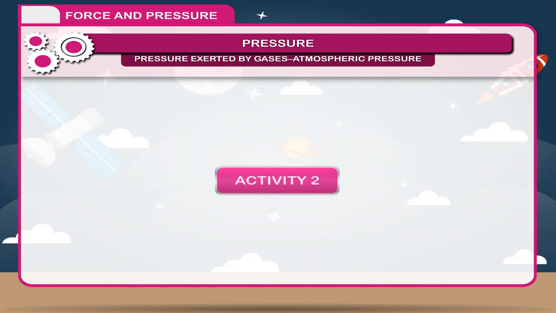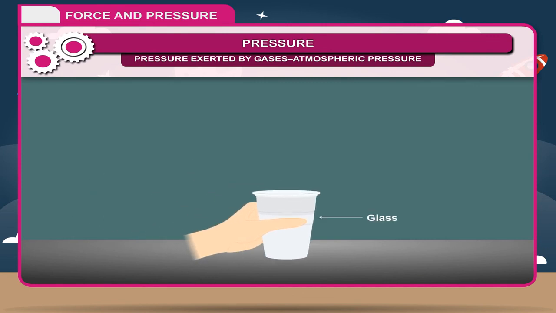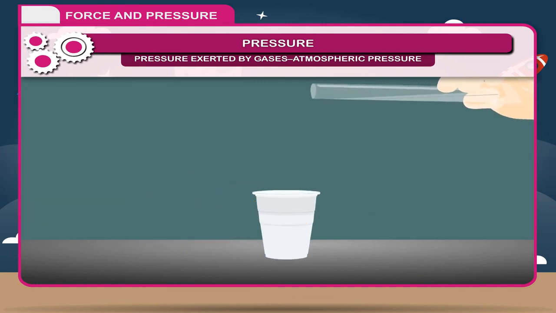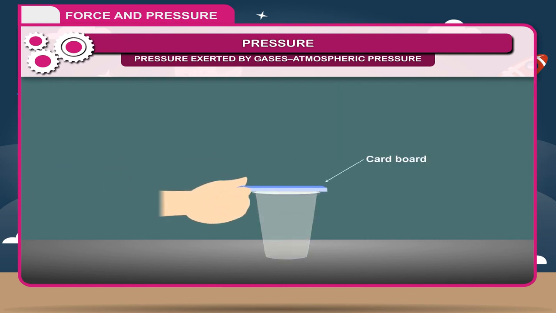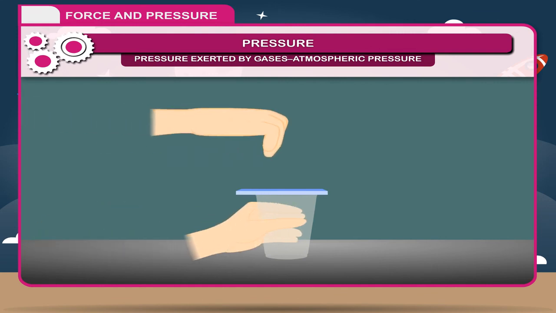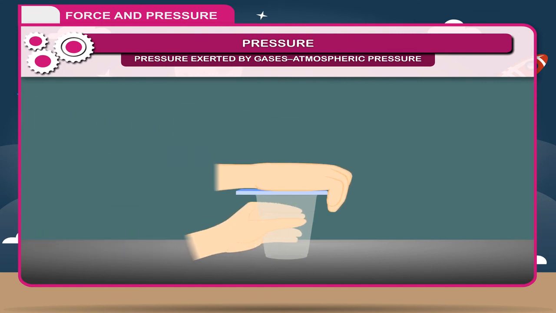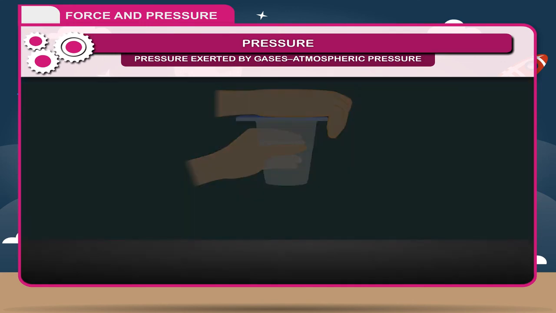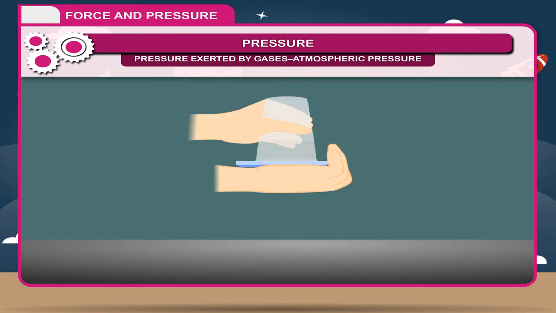Activity 2. To show air exerts pressure. Take a glass tumbler and fill it with water. Now place a cardboard on the tumbler and press it on the mouth of the tumbler so that there is no air left inside the tumbler. Hold the tumbler in the hand and invert it upside down as shown in the figure.